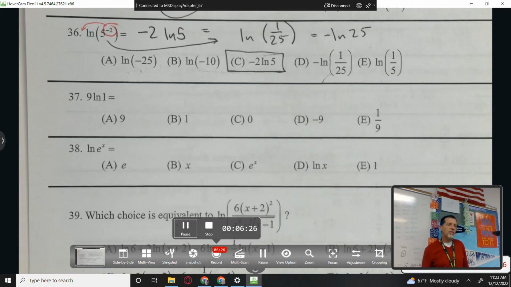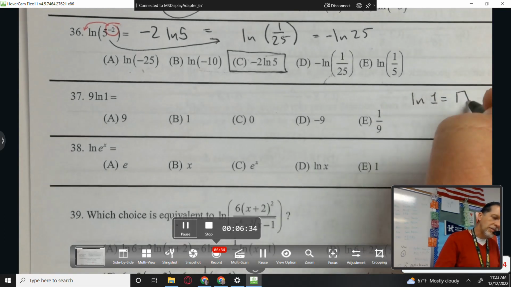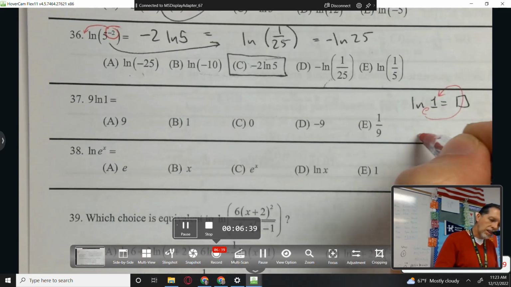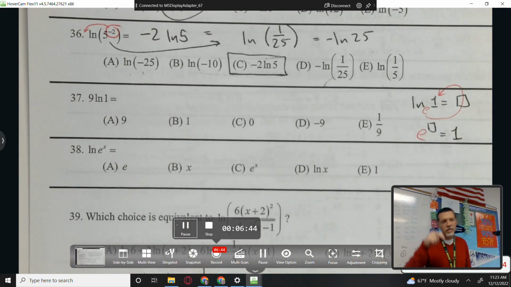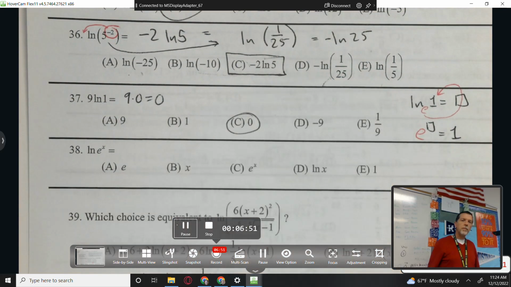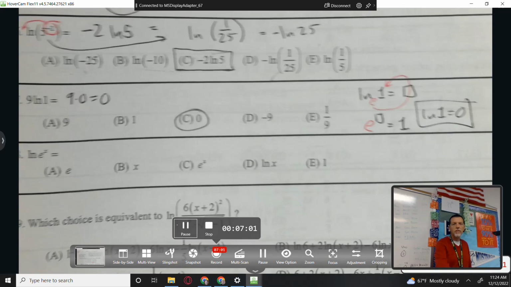37. What's the natural log of 1? This we just have to know. The natural log of 1 means that e to something equals 1. So it's 0. The natural log of 1 is 0. And then 9 times 0 is 0. That's one of those things you need to know. It comes up in calculus too.